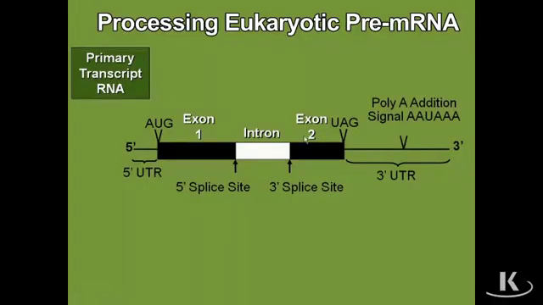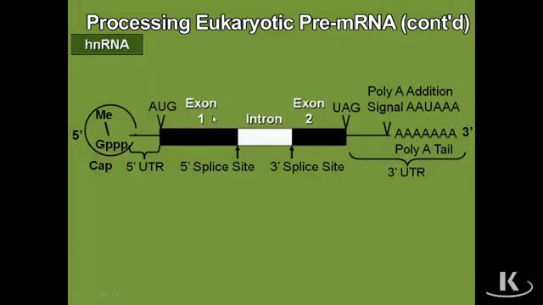So in order for our mRNA to mature, the introns have to be spliced out. The mRNA has to be capped. There has to be a cap placed on the 5' end of the messenger RNA. And finally, there has to be a poly A tail placed at the 3' end of the messenger RNA. So those 3 maturation steps need to occur.